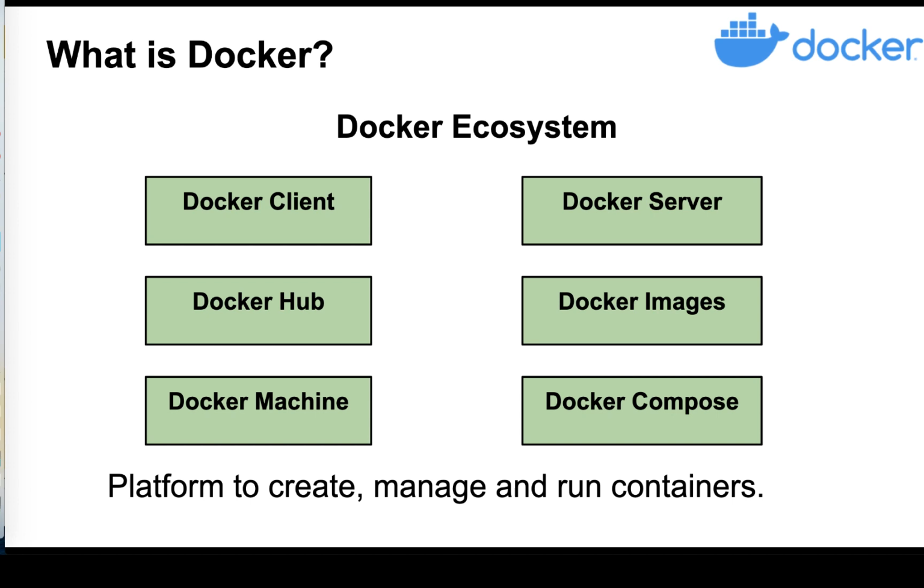Now, actually, what they mean by Docker is the Docker ecosystem. And the Docker ecosystem has different components: Docker client, Docker server, which is just what we downloaded on our machine. Then there is Docker Hub. Then there are Docker images. There is something called Docker Compose, Docker Machine. Each of these components has a different purpose, and we'll talk about some of this today.